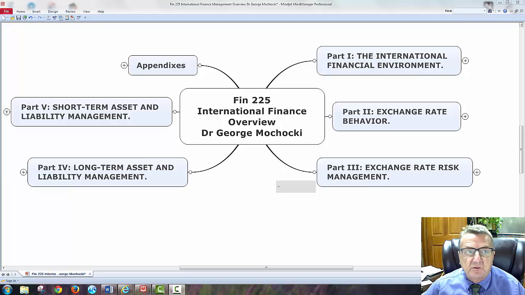This is in your course catalog, FIN 225, International Finance. This is going to be an overview of what this course is about. Not the homework assignment, just the different chapters you'll be reading.